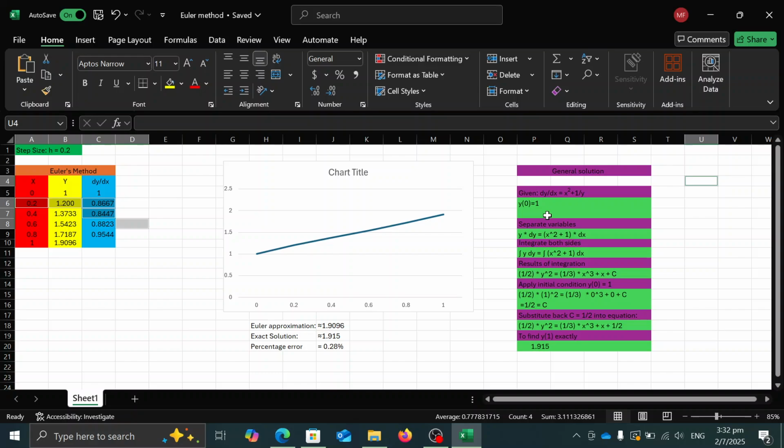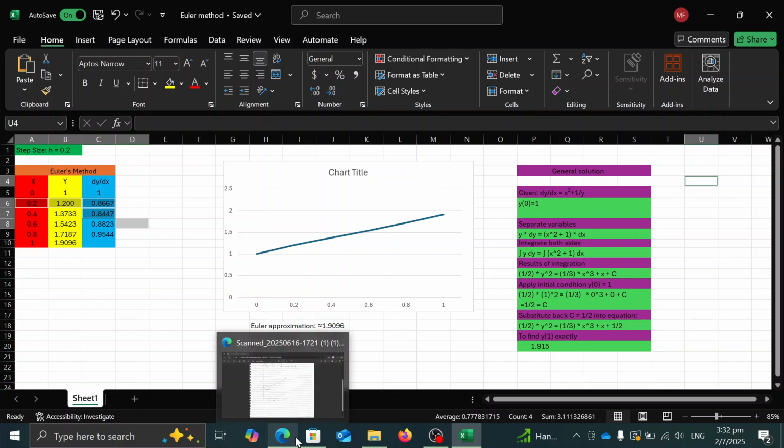So using Euler's approximation and using the general solution, you can see that the Euler's approximation is very close to the exact solution, with a percentage error of only 0.28%, which is less than 0.5%. This validates the use of the Euler's approximation and Euler's method formula to find an unknown variable of y or x for a first order ordinary differential equation. You can solve it using the Euler's method formula.